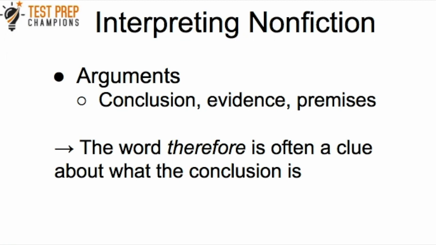And now the conclusion is basically just the ultimate statement that the writer's making. The evidence is support for why they believe what they believe in their argument. And the premises are just the assumptions that the writer is making behind the argument. So a clue for the conclusion would be the word therefore. So if you see the word therefore, that can often be a clue about what the conclusion is.